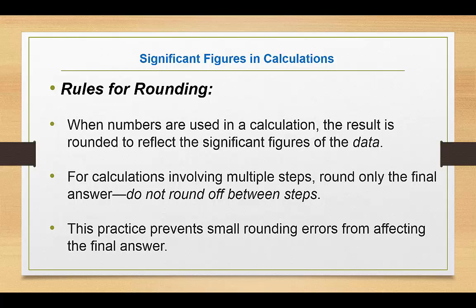Okay, so now that we know how to look at a number and evaluate the number for significant figures, let's take a look at how we would then put those numbers together in a calculation and then determine the number of significant figures in the final answer. So these are going to be the rules for rounding when I get a final answer. Okay, first of all, anytime I use numbers in a calculation, my result has to be rounded to reflect the significant figures from the data. My final answer cannot be any more precise than the numbers from which it was calculated.